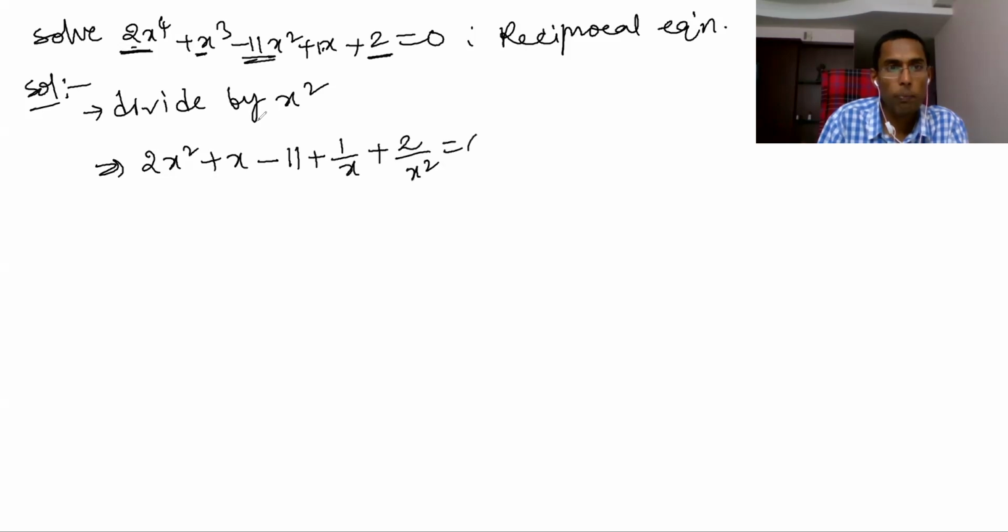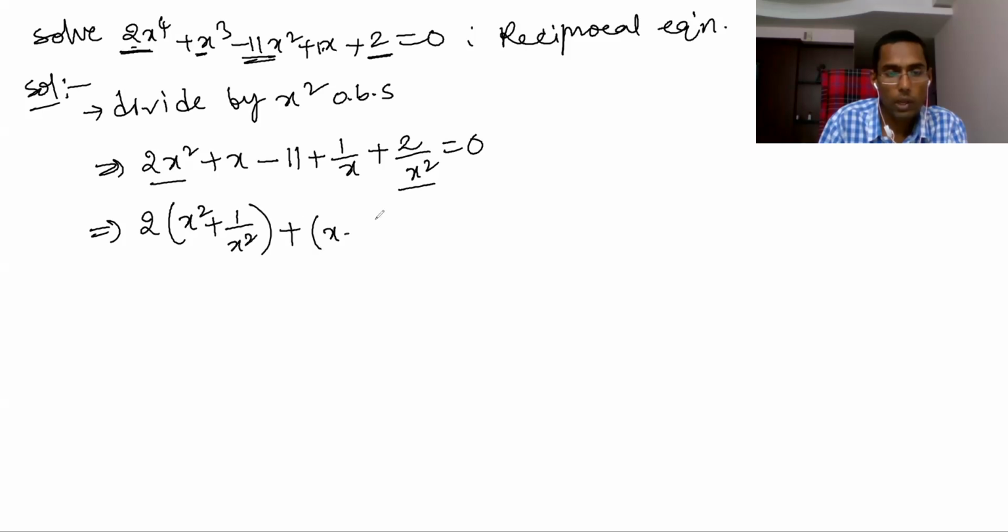That means divide by x square on both sides. We say, that means each term you must divide. So you have to write this like this. 2 you take common from this term and this term. Then what you're going to get is x square plus 1 by x square, plus next term you write as x plus 1 by x, minus 11 equal to 0.